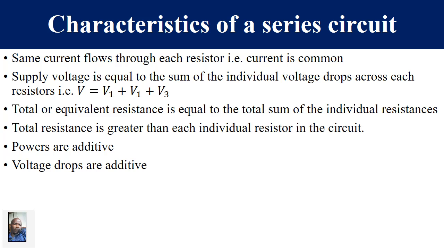Then the other characteristic is that the total resistance is equal to the sum of the individual resistances as we derived. Then the total resistance is greater than each individual resistor in the circuit, or we can put it the other way as total resistance is greater than the largest resistor in that particular circuit. Power is additive, which means power from the source is equal to the power dissipated by each resistor. Then the voltage drops are additive, V1 plus V2 plus V3. That is what we mean.